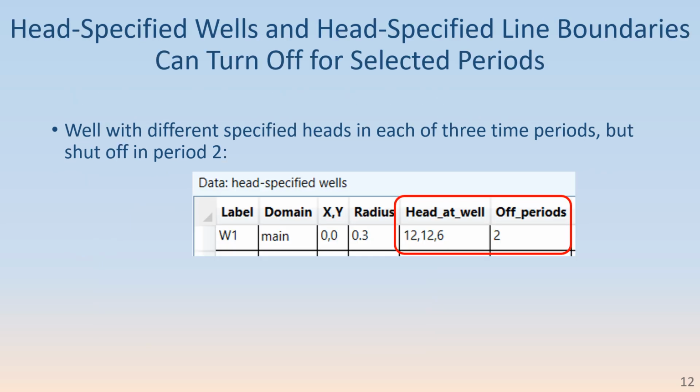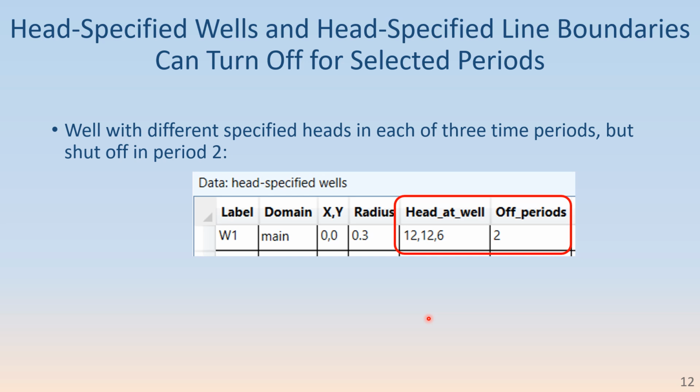With head-specified wells and head-specified line boundaries, it's possible to turn them off for selected periods. In this example, we have a head-specified well where the heads specified are 12, 12, and then 6 in the first 3 and subsequent time periods. But in this final column, I've told it to turn this thing off in the second time period. So this number is ignored, and there is no head-specified well discharge. It's turned off in that second period.